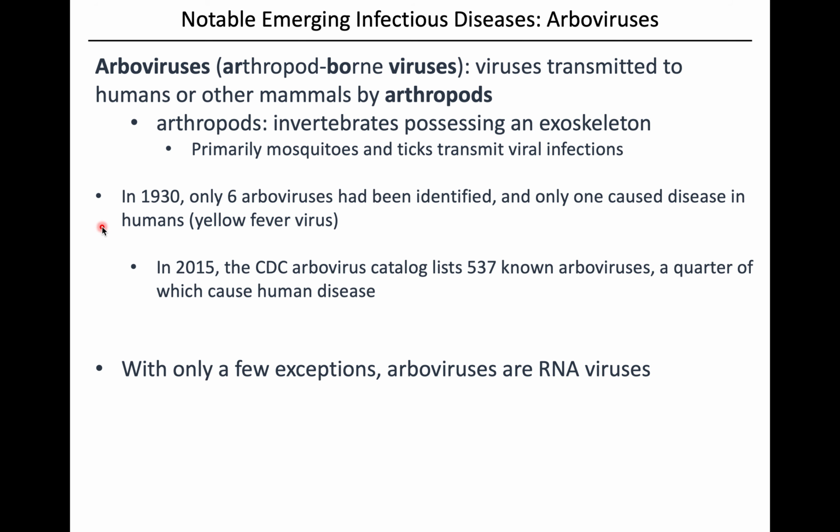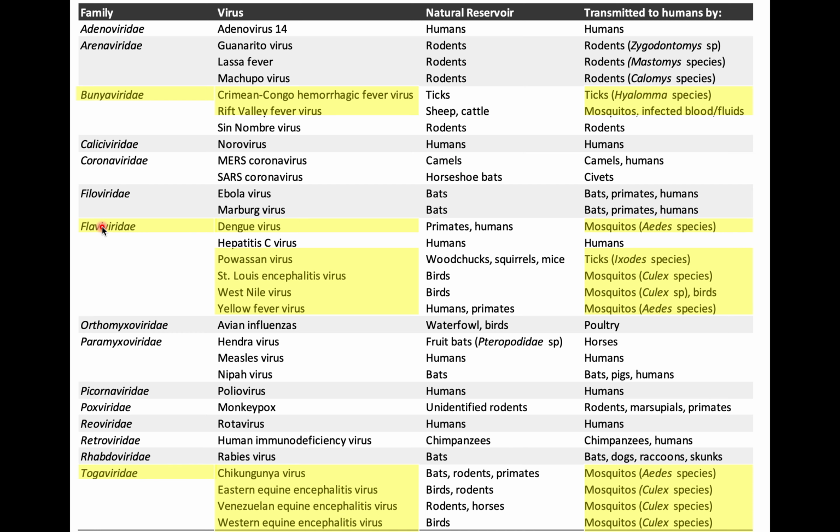The vast majority of these tend to be RNA viruses, just FYI. We've got a few different key families here, the Bunyaviridae, Flaviviridae, and Togaviridae. It includes West Nile, yellow fever, Rift Valley fever. The main one we're going to talk about is dengue, because it's by far the most common of the arboviruses, at least in 2020.